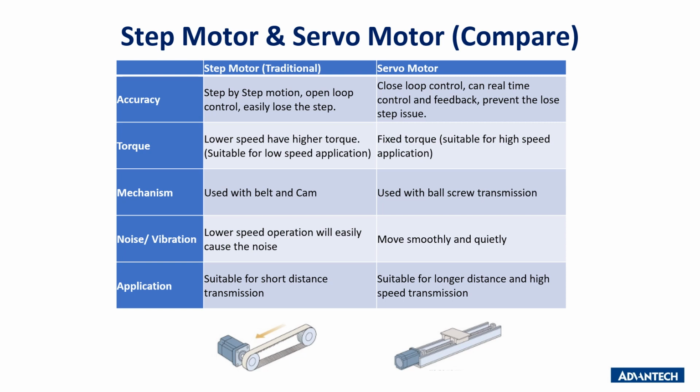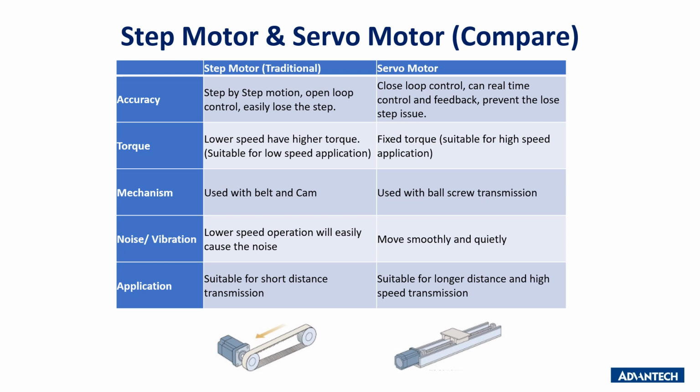The traditional step motor, as shown on the last page, uses open loop. Therefore, it will easily lose steps, and in lower speed operation it may cause some noise. But a step motor can support higher torque at lower speed. Therefore, it is suitable for short distance transmission with belt and cam mechanisms.